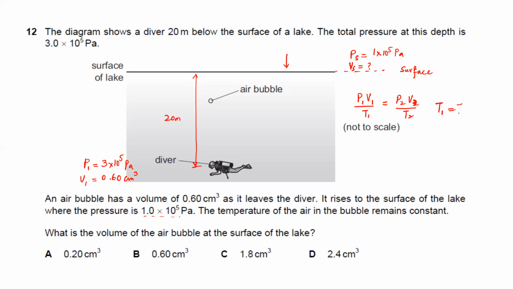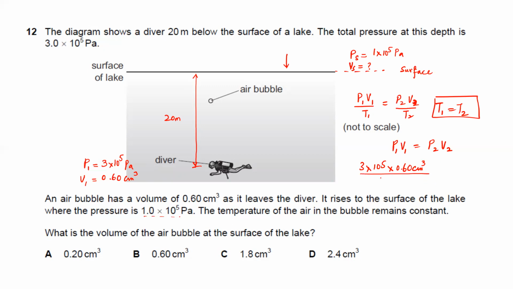Since temperature remains constant, we can ignore it. So P1 V1 equals P2 V2. Assuming P1 is 3 into 10 to the power 5, and V1 is 0.6 centimeter cube. Again, ideally it should be in meter cube, but we'll go with centimeter cube because the answers are in centimeter cube, so we're good.